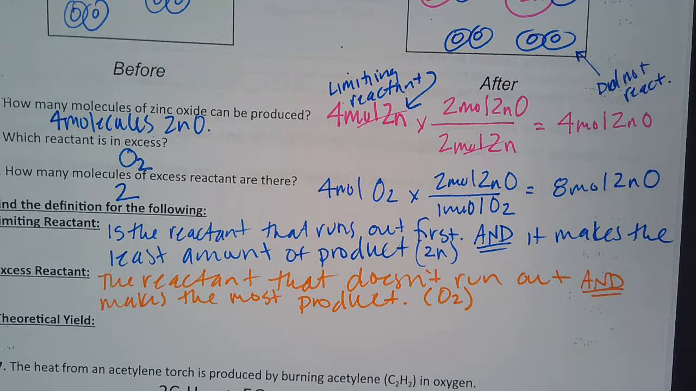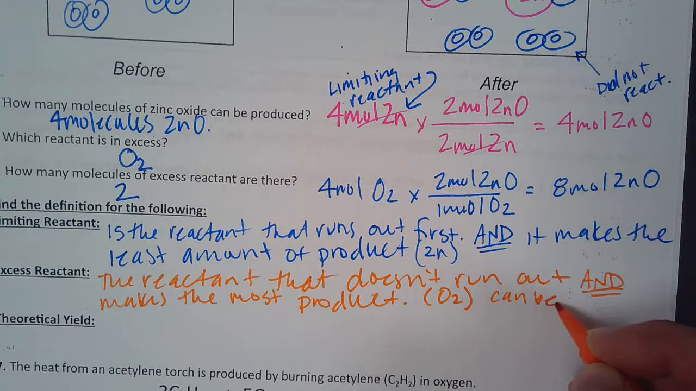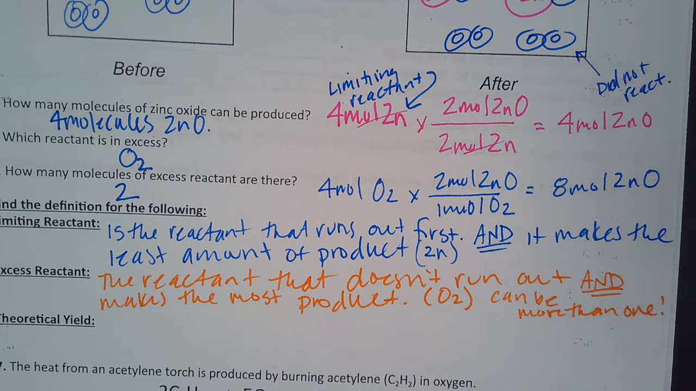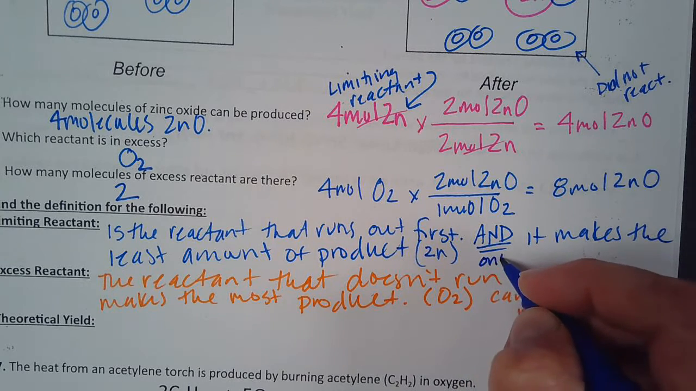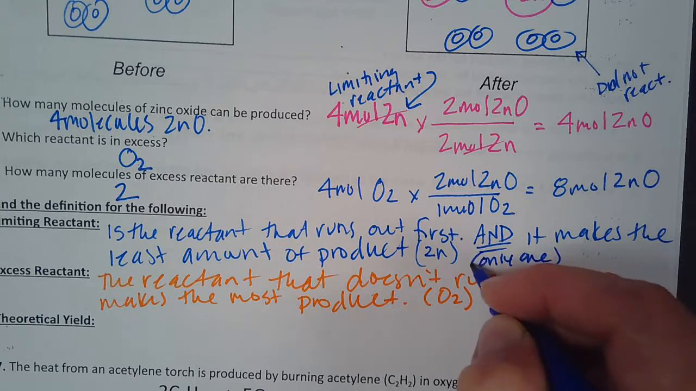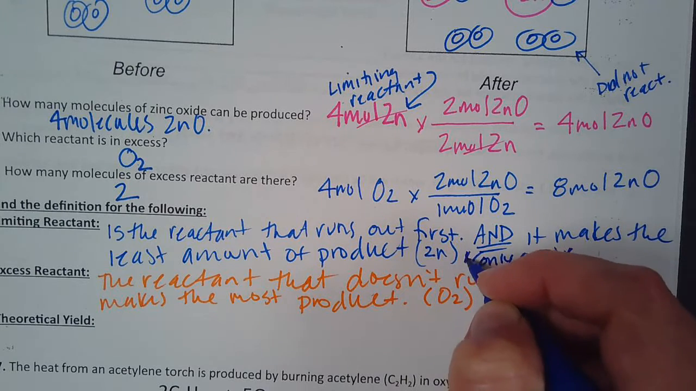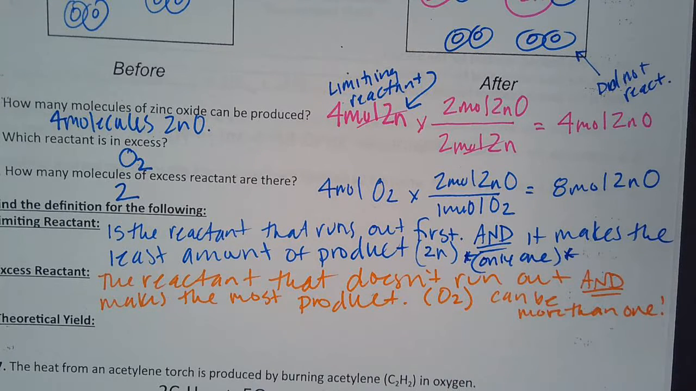Yeah, you can have multiple excess reactants. Let's put that too. Can be more than one. The limiting is only one. Only one. So limiting, you can only have one of them. Excess, you can have more than one. Good question.